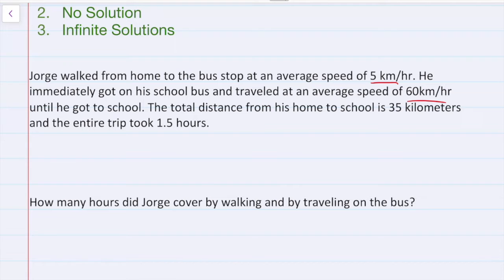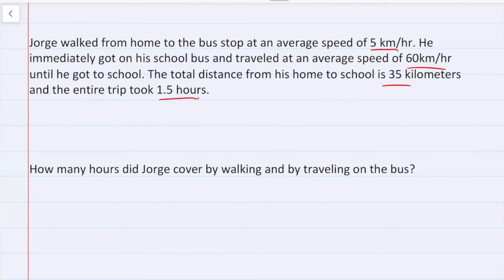They gave you the total distance from his home to school, which is 35, and they told you the total time of his walking and his bus time, which was 1.5 hours. The question for you guys is, how many hours did Jorge cover by walking and by traveling on the bus?